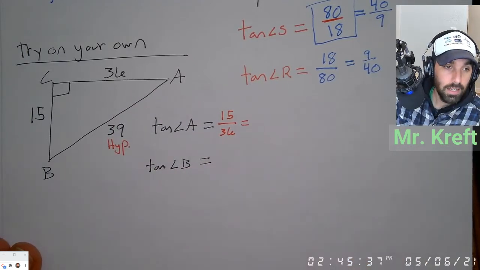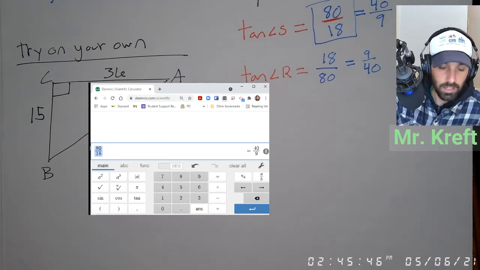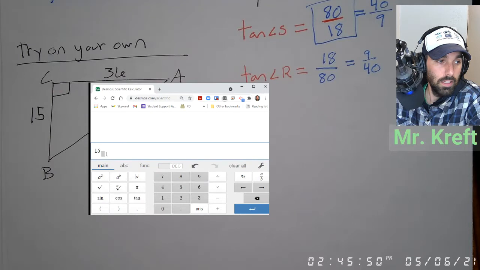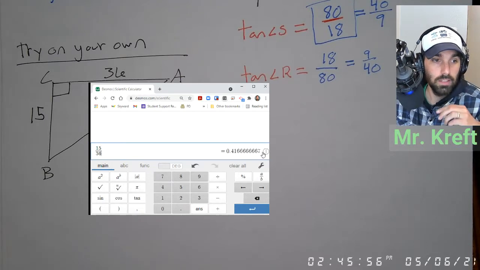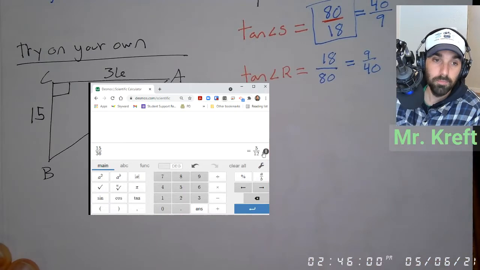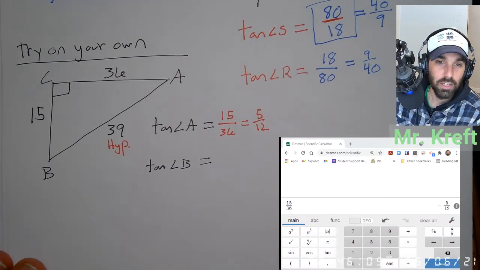Now remember, I can simply type that into my calculator. So I can type in 15 over 36. It's really easy to do. So I can get 5/12.